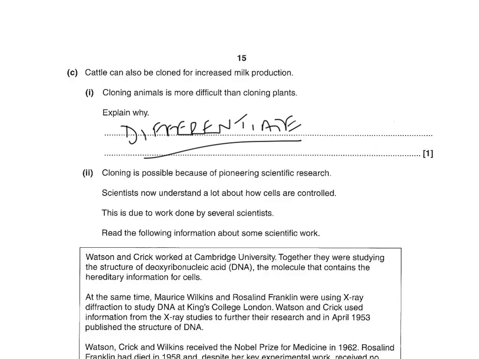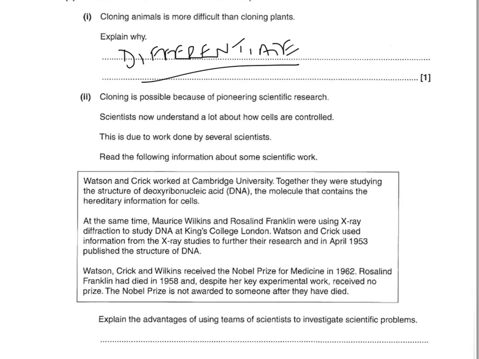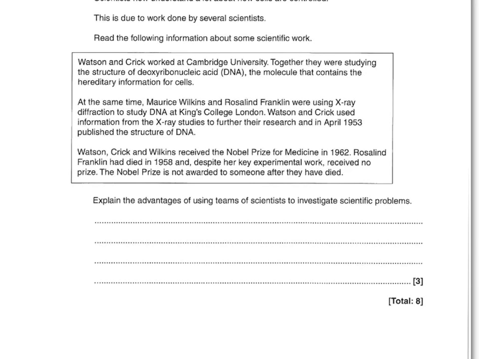The next question says, cloning is possible because of pioneering scientific research. Scientists now understand a lot about how cells are controlled. This is due to work done by several scientists. Read the following information about some scientific work, so hopefully you've studied that. And it says, explain the advantages of using teams of scientists to investigate scientific problems. So there's a number of points you could make here, and obviously you've got to make 3 of them. Always look at the number of marks available for a question.